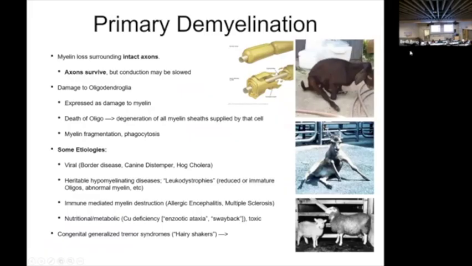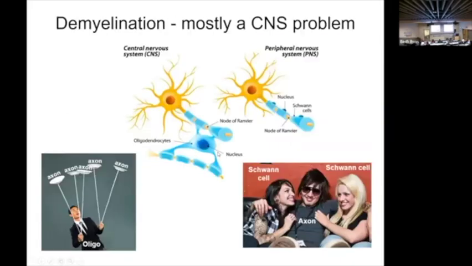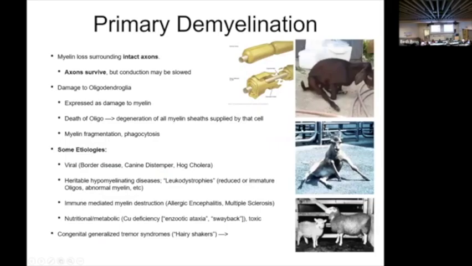Primary demyelination. So again, this is primary myelin loss surrounding axons that are intact. The axons survive, but you get slowing of conduction, resulting in these white matter signs. It's primarily the result of damage or death of oligodendrocytes. Because their main function is myelination, this is expressed as damaged myelin. So the death of one oligo will lead to a degeneration of all the myelin sheaths supplied by that cell. So you lose this guy, you've lost multiple segments and multiple axons are being demyelinated.